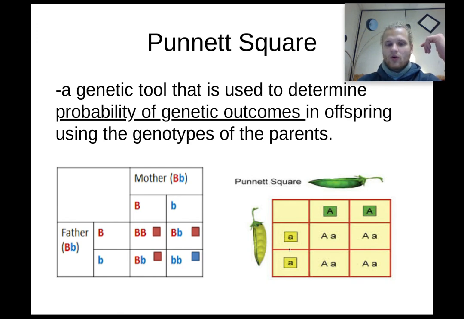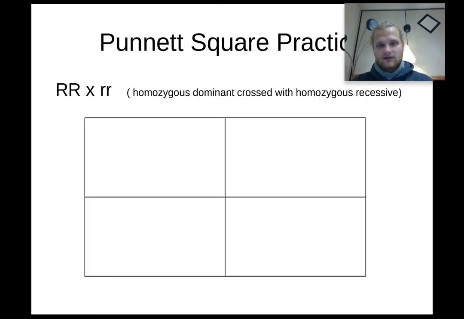In this case, there's only one option for each of these. And so all the offspring are going to get one capital A from dad, or maybe this is the father and this is the mother, and one lowercase a from mom. This is going to happen no matter what. And so the probability of getting green peas, because the capital A is dominant over the lowercase a, is 100%. Because all these heterozygous genotypes are coding for our green peas.